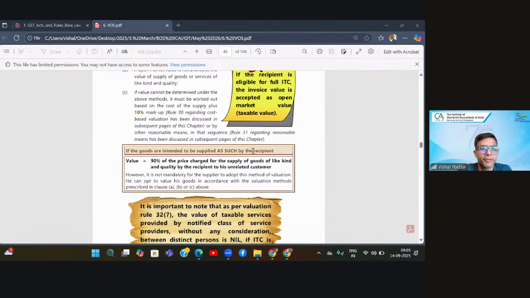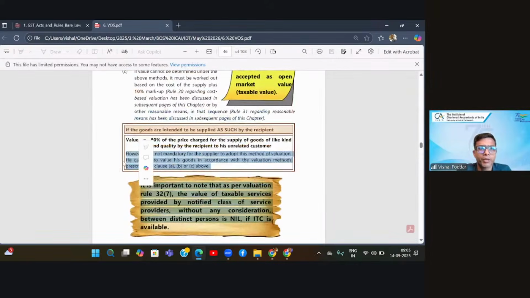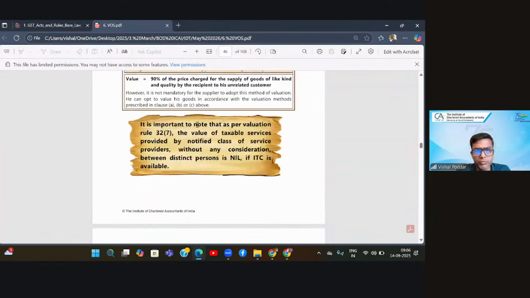Okay, great. Now, there is some clarification given. However, it is not mandatory for the supplier to adopt this method of valuation. So the supplier is given this 90% rule as a choice. The supplier may opt for this, that is, I may go for this 90% rule or I may find out as per ABC. Further, it is important to note that as per valuation rule 32.7, the value of taxable services provided by a notified class of service provider without any consideration between distinct persons is nil if ITC is available.